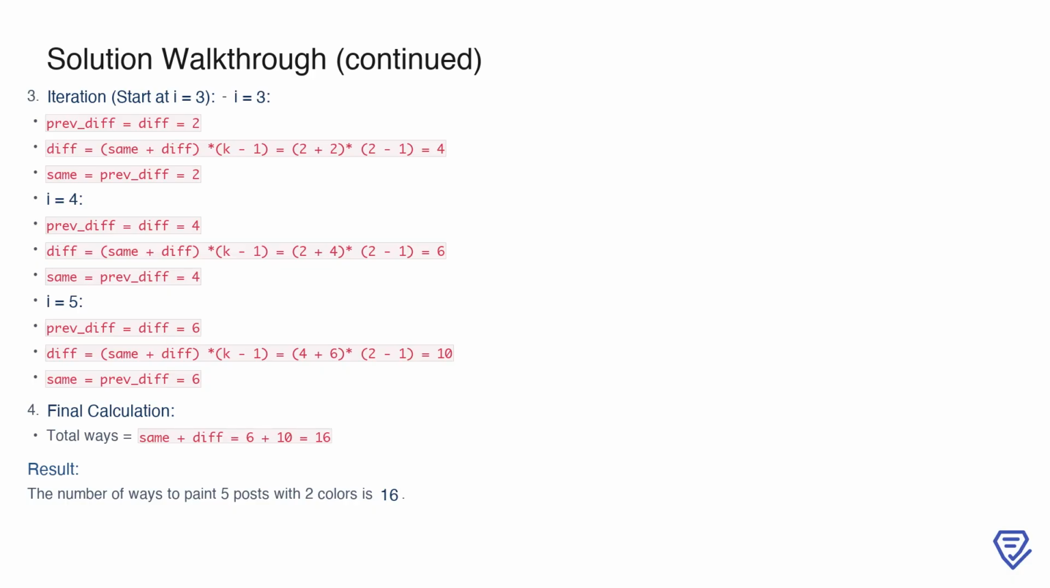The new diff is calculated as the sum of same and diff, multiplied by k minus 1, which evaluates to 4. Same is updated to the value of prev_diff, which is 2. For i equal to 4, prev_diff is updated to the current diff, which is now 4. The new diff is calculated as the sum of same and diff, multiplied by k minus 1, resulting in 6. Same is updated to the value of prev_diff, which is 4.